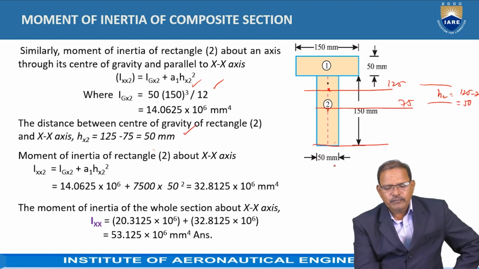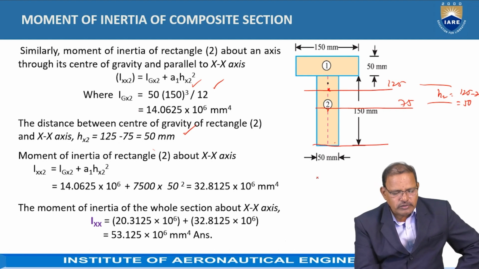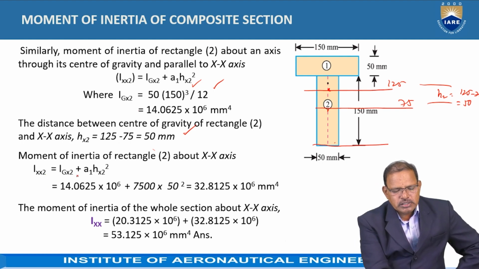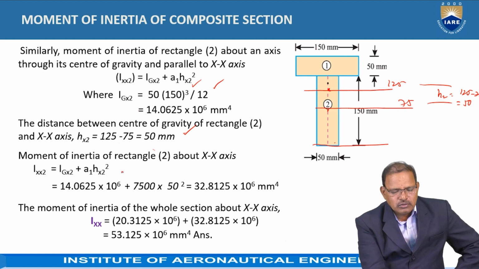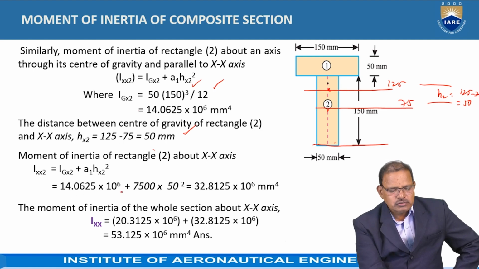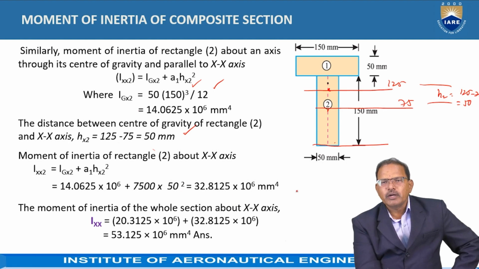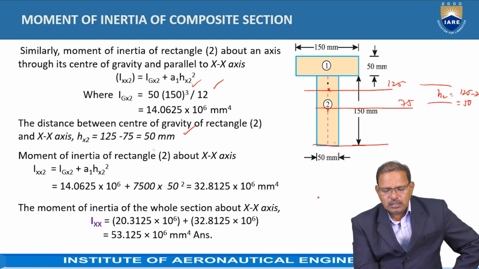The moment of inertia of rectangle 2 about the central axis of the composite section is given by Ix is equal to Igx2 plus A2 Hx2 whole square. From this, 14.0625 into 10 to the power of 6 plus 7500 into 50 square, which is equal to 32.8125 into 10 to the power of 6 mm to the power of 4.